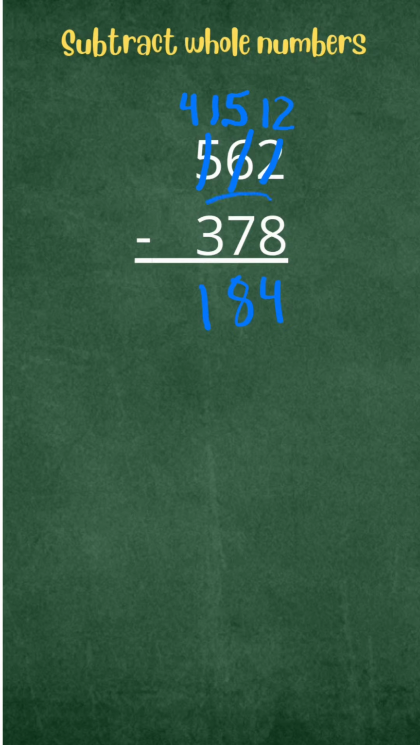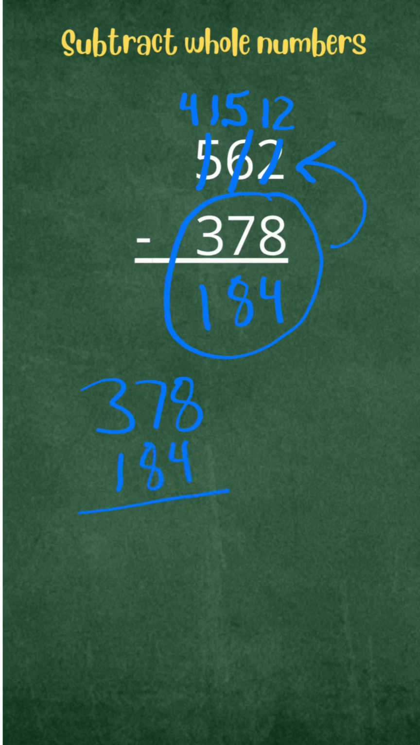But we are going to check it again. So you're going to add those two numbers together to see if they equal the top number. So we have 378 plus 184. Let's add those here. 8 plus 4 is 12. Put the 2 there, carry the 1. 1 plus 7 is 8. 8 plus 8 is 16. Write the 6 there, carry the 1. 1 plus 3 is 4. 4 plus 1 is 5. And it looks like it checks out. 562 and 562. All right, great.